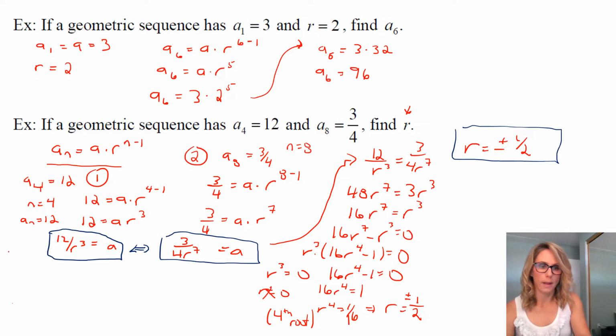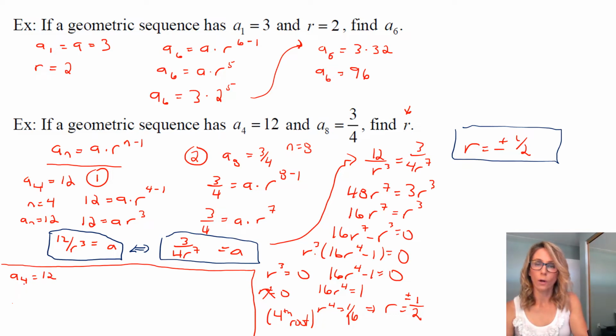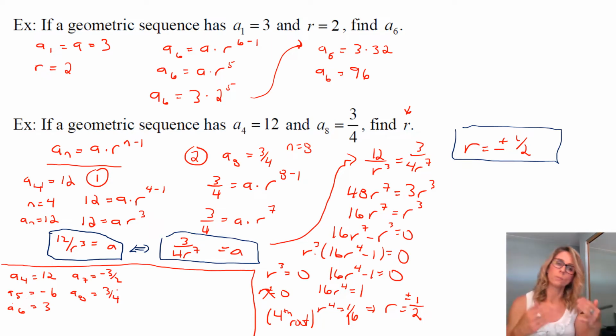Now, if you're wondering why it could be plus or minus 1/2 for the r, let me just show you down here if you are interested. If a sub 4 is 12 and our r is negative 1/2, then a sub 5 will be negative 6. a sub 6 will be positive 3. a sub 7 will be negative 3/2. And a sub 8 will be positive 3/4. So I'm just multiplying the previous term by negative 1/2.